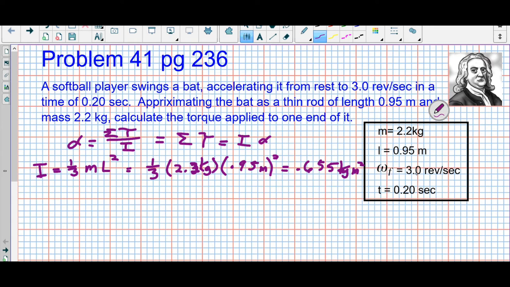Okay. Now, to find the angular acceleration, it's not given. It says it starts from rest and it gets up to 3 revolutions per second, but I don't like working with revolutions per second. I want to get that in radians per second. It's already seconds, but we have revolutions, not radians. So we need to multiply this by 2 pi to get it in radians. 3 times 2 pi would be 6 pi, which is about 18.84 radians per second.